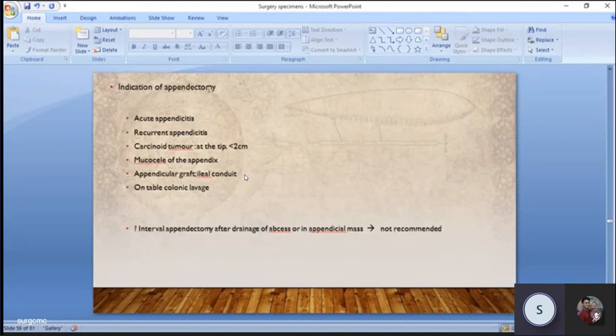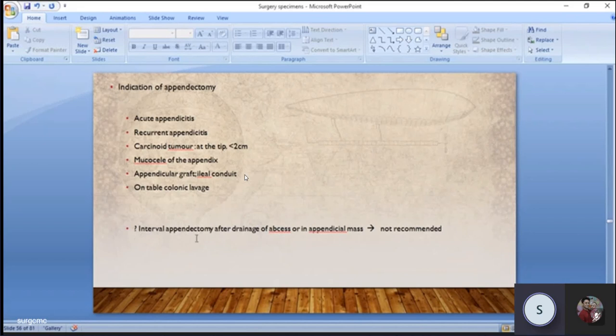What are the indications of appendicectomy? You very well know it: acute appendicitis, which is the most common one, then recurrent, carcinoid, mucocele, or ileal conduit. For making an ileal conduit, we also do appendicectomy, or on-table ureteric graft. Yes, we can use the appendix for a loss of ureteral segment, as an appendicular graft. It is non-pathological here. And on-table colonic conduit. Okay.